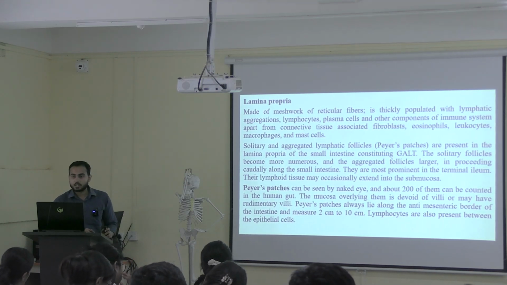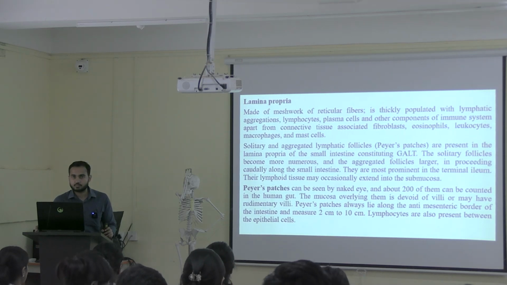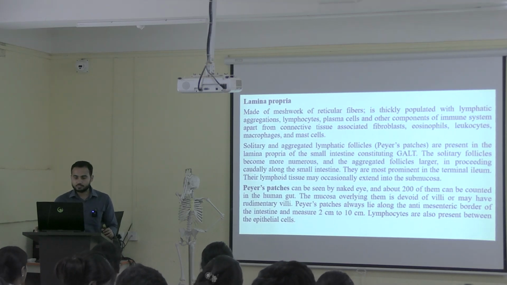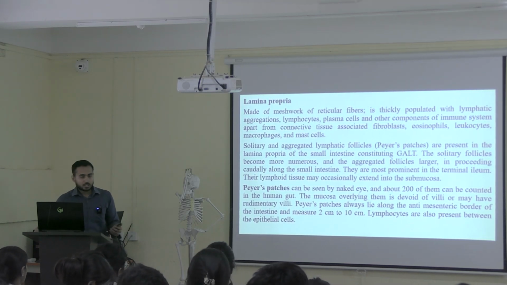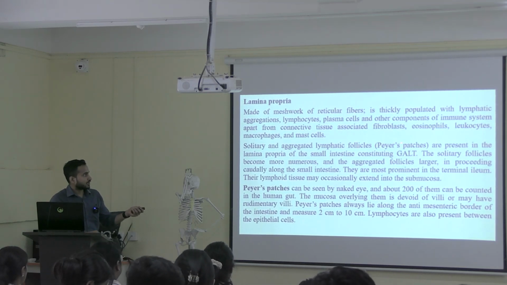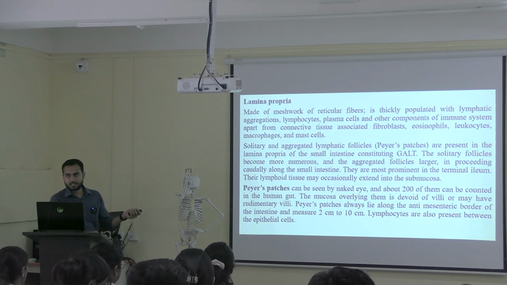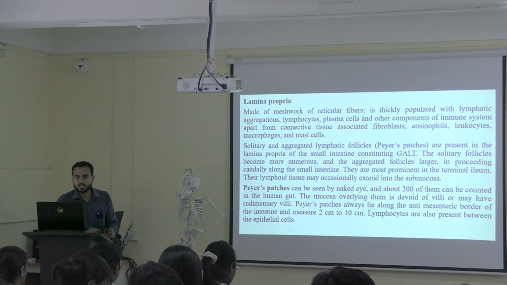Now these are very important, and they constitute the Peyer's patches. This will form the Peyer's patches, especially seen in the ileum. Solitary and aggregated lymphatic follicles, called Peyer's patches, are present in the lamina propria of the small intestine, and they form the GALT, that is gut associated lymphoid tissue.